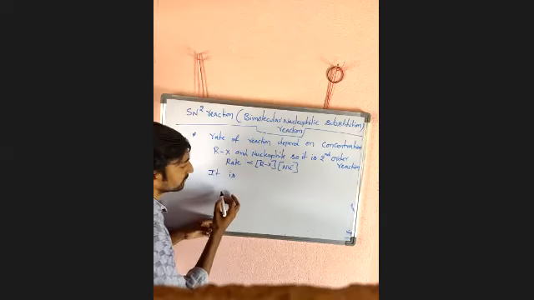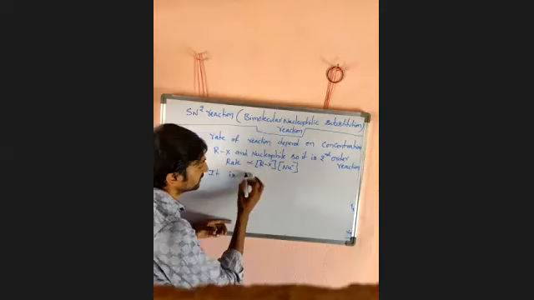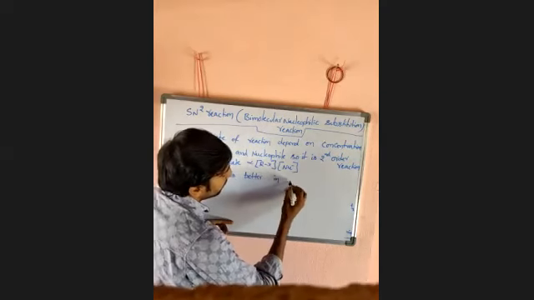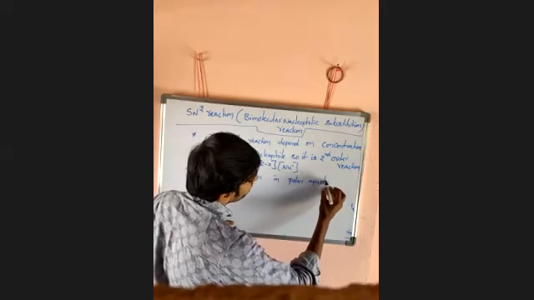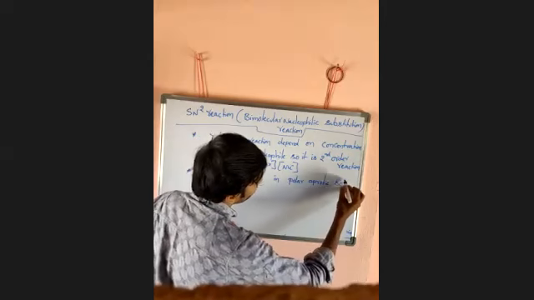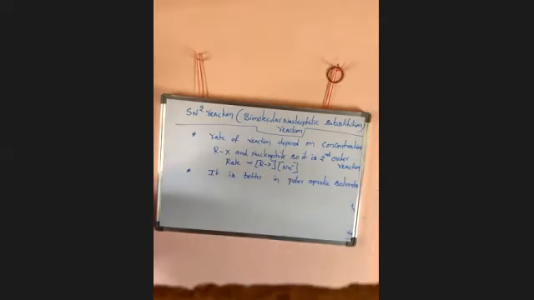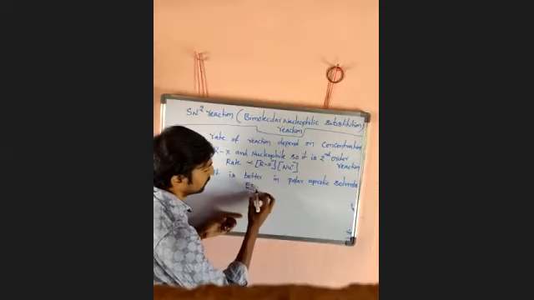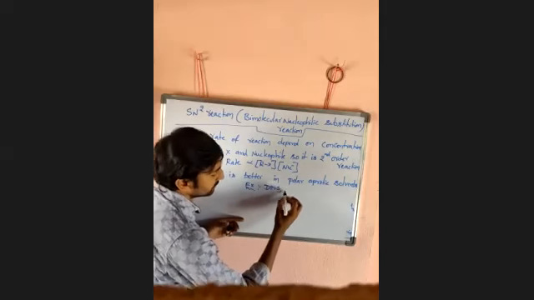It is better, from the objective point of view. It is better means the SN2 reaction is better in polar aprotic solvents. Polar aprotic solvents. Polar aprotic means, for example, dimethyl sulfoxide, acetone.